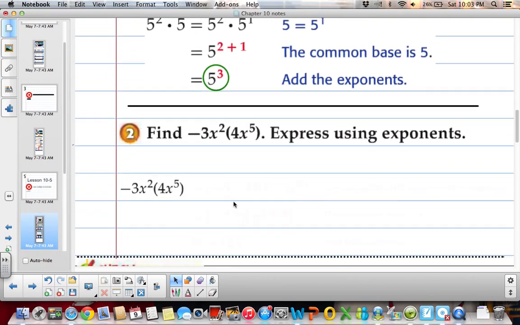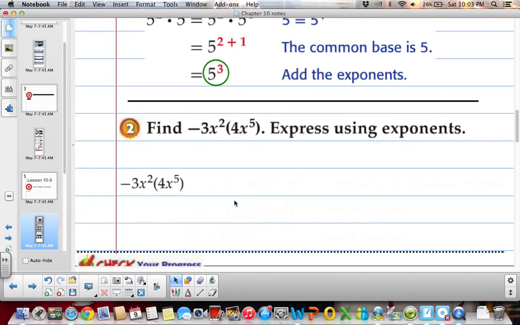This is where it gets a little bit tricky and a little bit more confusing, so listen carefully. If we have negative 3x squared times 4x to the 5th, we are looking at, so they each have the same base. Our base is x for each. For each exponent, the base is x. But then each one is being multiplied by a different number. So this is where it throws us off.